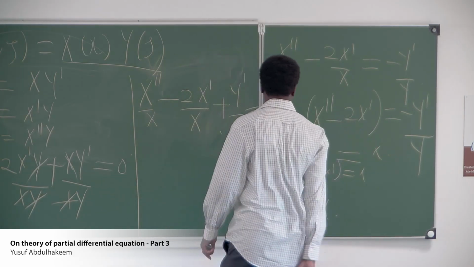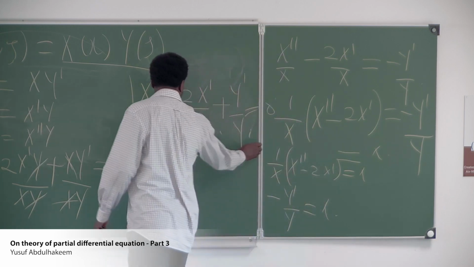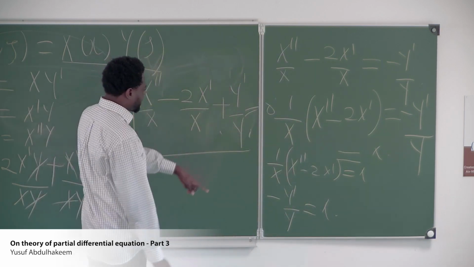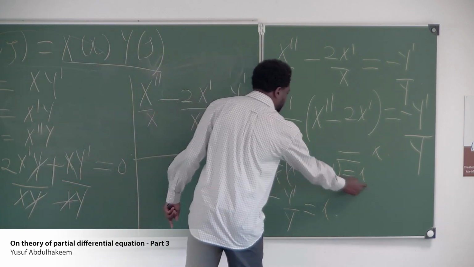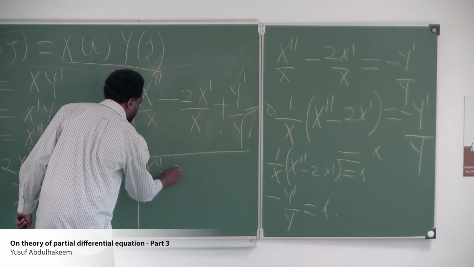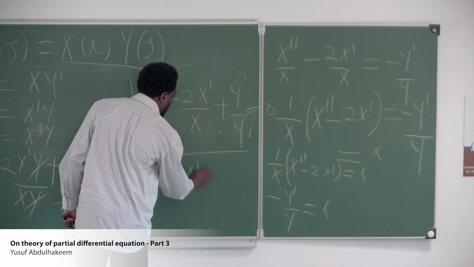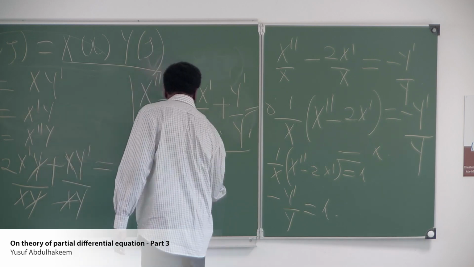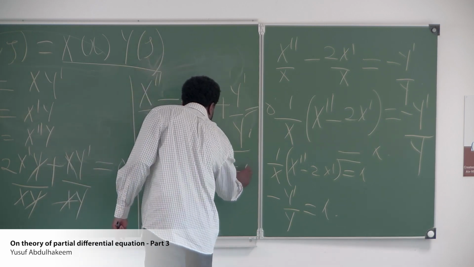Then we can cross multiply, and rewrite the differential equation. So the first equation will be X double prime minus 2X prime minus lambda X, and everything will be equal to 0.